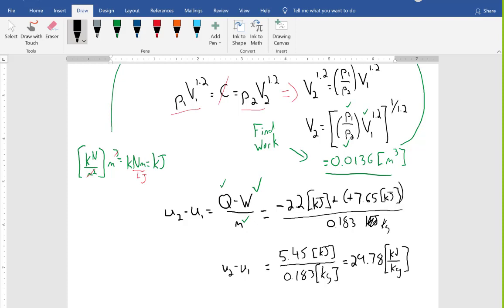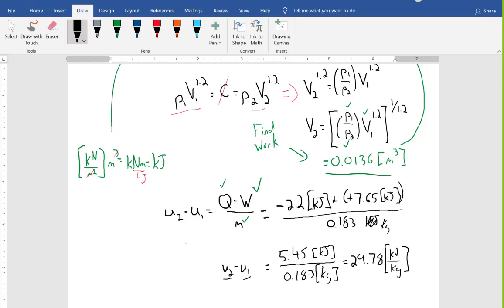Which tells me that the energy at the end of the process is bigger than the energy at the beginning of the process. And I think that makes sense because even though I'm losing heat, I put more work in than the heat that I lost, right? So that means that the energy in the system should increase. I don't know if my answer is right, but it does make sense that it's positive. And I got the right units, right?